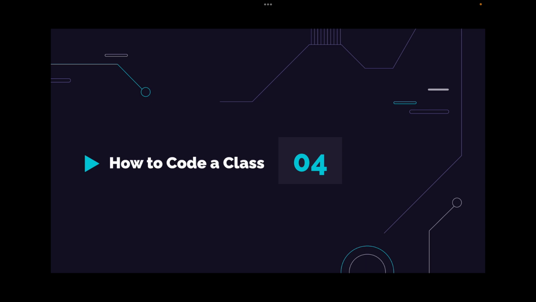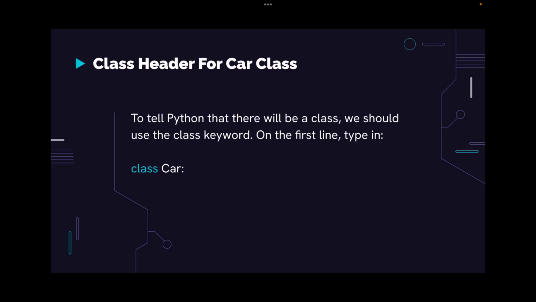All right, how to code a class. To tell Python that there will be a class, we should use the class keyword. On the first line, you type in class Car. Car is the name of the class, and then you have a colon.